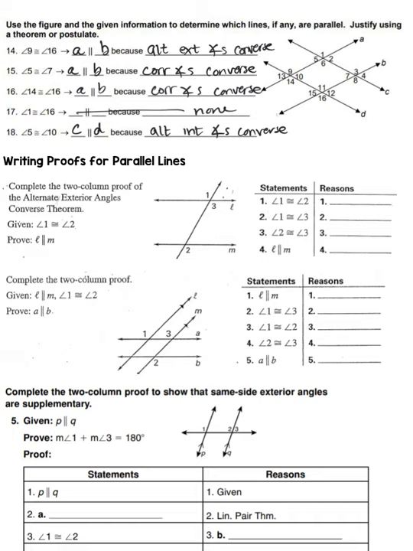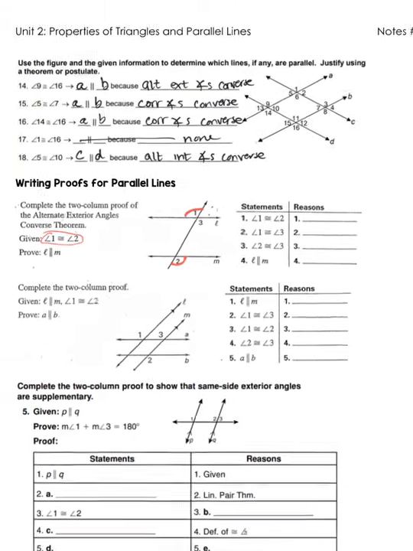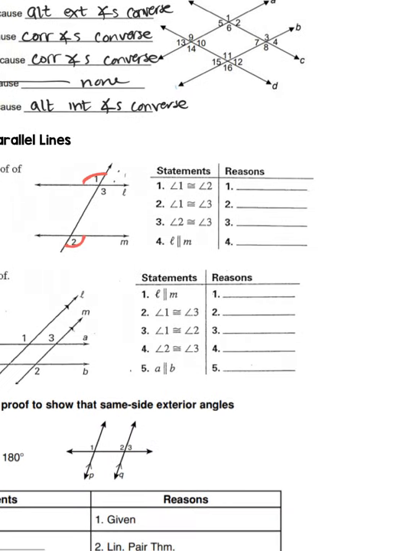So we are going to start with the given information and marking things up on our diagram. So we are given that angle 1 is congruent to angle 2. So I'm going to mark that on the picture. I know these are equal to each other, so they each get the same mark. The first statement in my proof is given, always, every time.